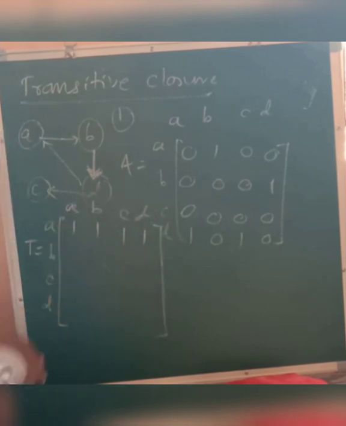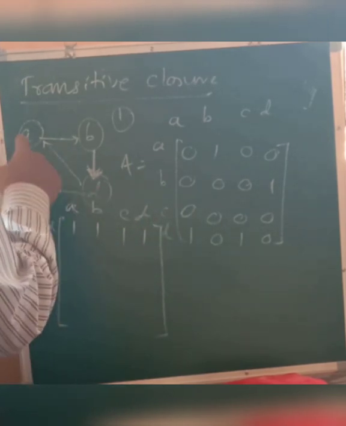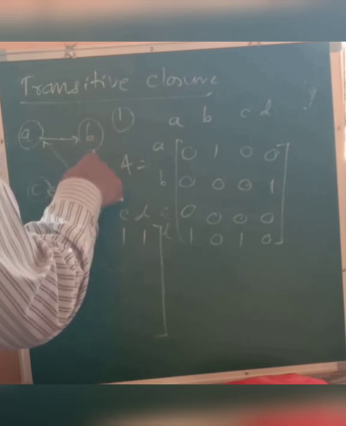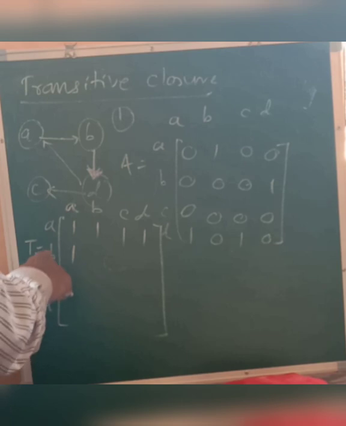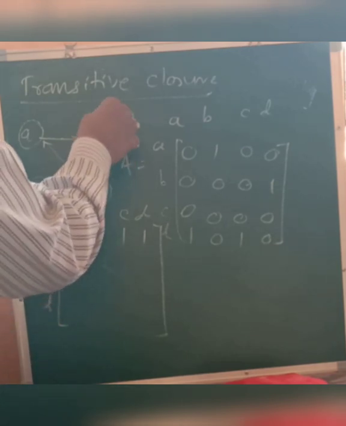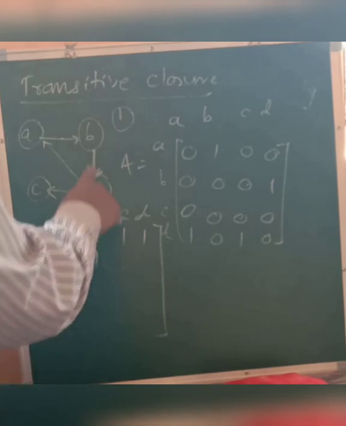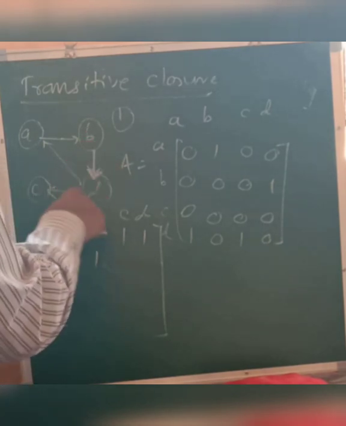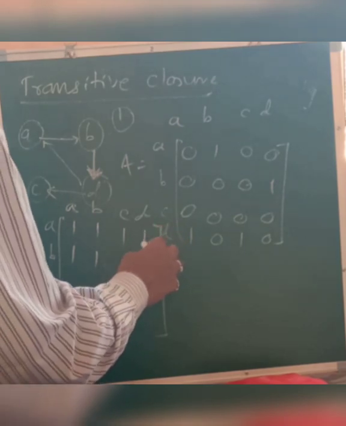So 1 is there. In this way, I got B to A again. Is there a path from B to A? Yes, I can go B to D, then D to A. That's why it is a 1. There is a path from B to B itself. And B to C means B to D, D to C. So 1. In this way, I can put it there.